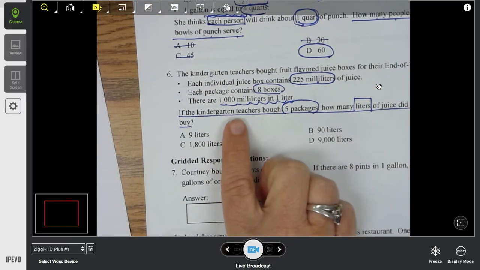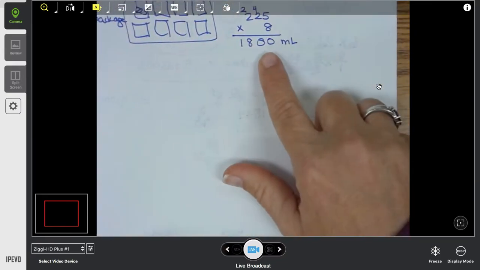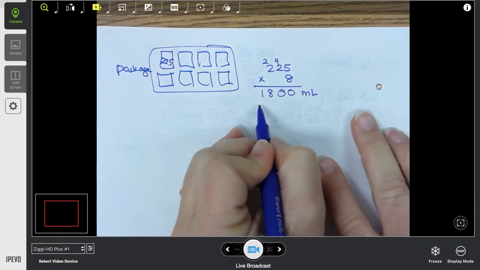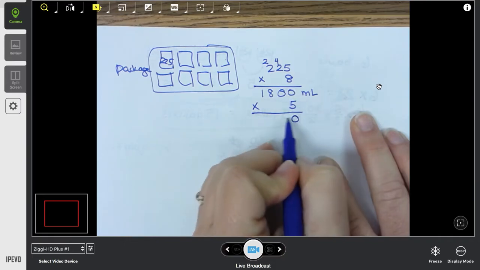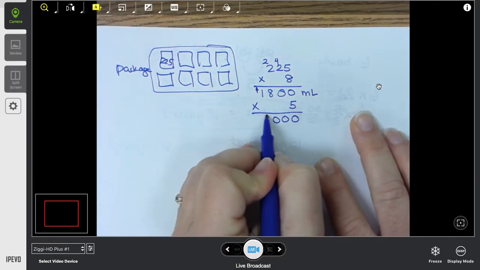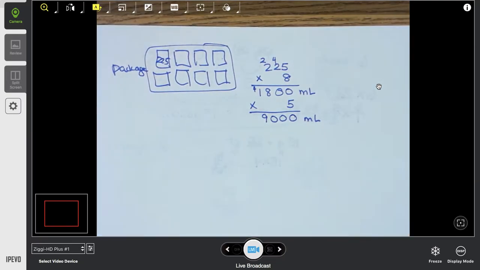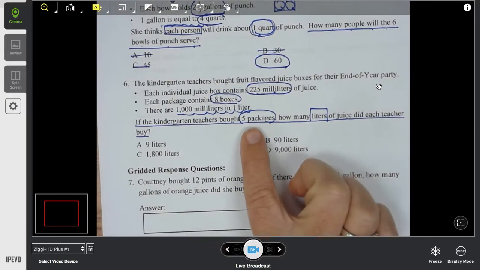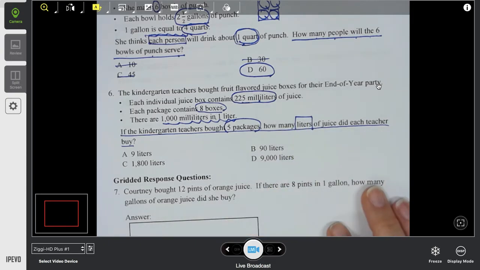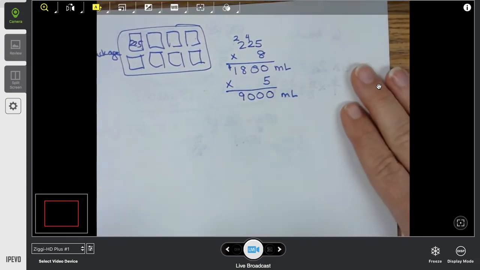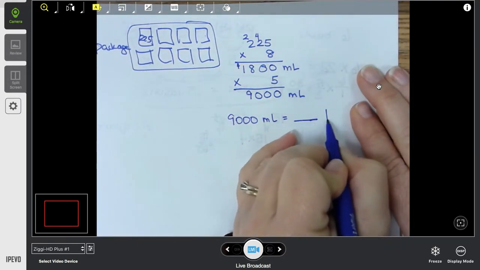Okay. The kindergarten teacher is going to buy 5 packages. So if this was one package of 8 boxes, they're buying 5 packages. So we have to again multiply by 5 to see how much is in each one of those. So there are 9,000 milliliters in each one of the kindergarten's packs. Well, if that's the case, now we have to transfer it. How many liters did each teacher buy? Okay. So we're going to take 9,000 milliliters and transfer them to liters.